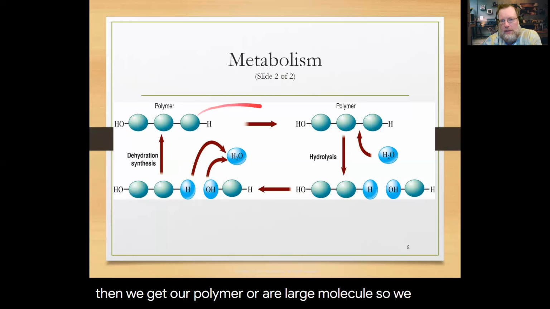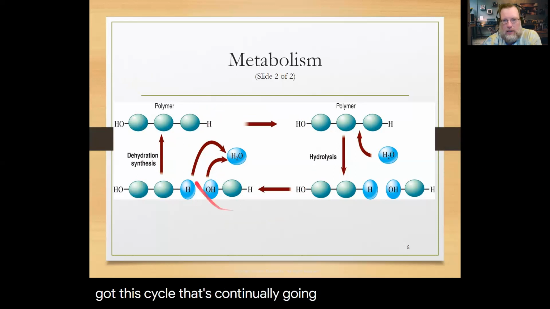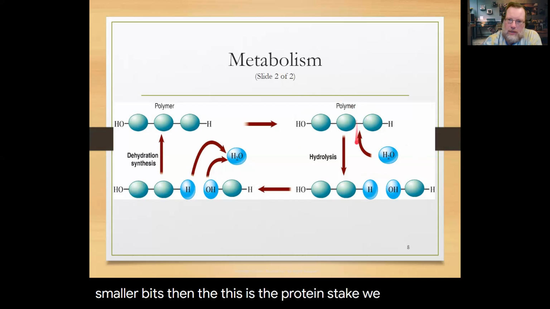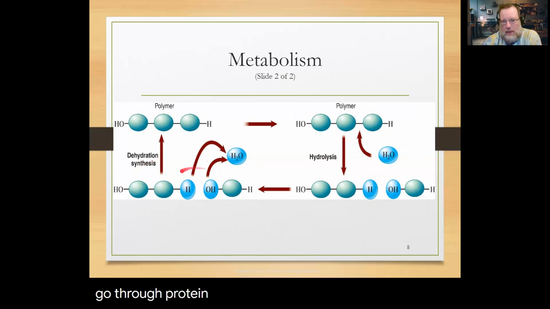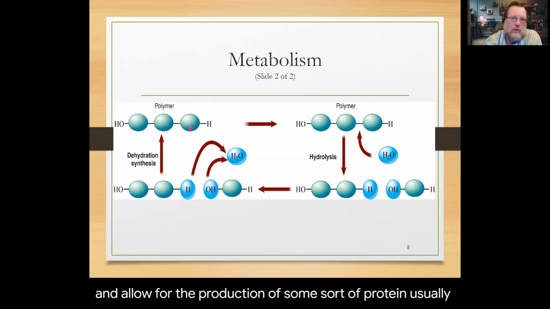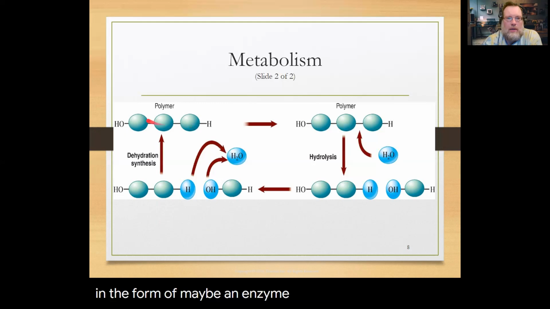So we've just got this cycle that's continually going on where we're consuming something large, adding water and enzymes to it, and getting smaller bits. Then the cells are going to take these smaller bits. So if this is the protein steak, we break that bond and form multiple amino acids. Then in the cells, we can go through protein synthesis and dehydrate these bonds and allow for the production of some sort of protein, usually in the form of maybe an enzyme or a hormone.